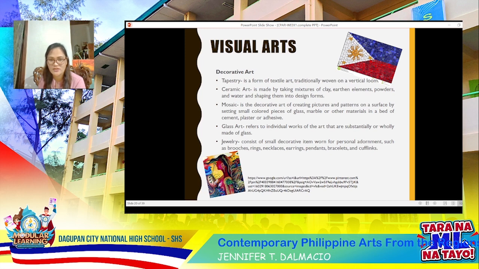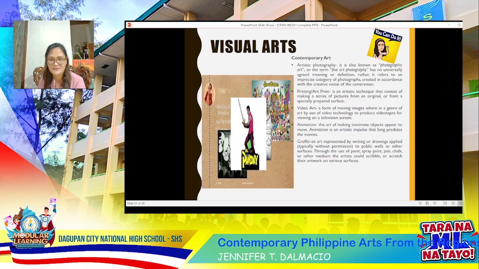Glass art, which refers to individual works of art that are substantially or wholly made of glass. And also jewelries, consisting of small decorative items worn for personal adornment such as brooches, rings, necklaces, earrings, pendants, bracelets, and cufflinks. Still under visual arts, we have contemporary art. This includes artistic photography, printing or art print, video art, and animation, or the art of making inanimate objects appear to move. Animation is an artistic impulse that long predates the movies.